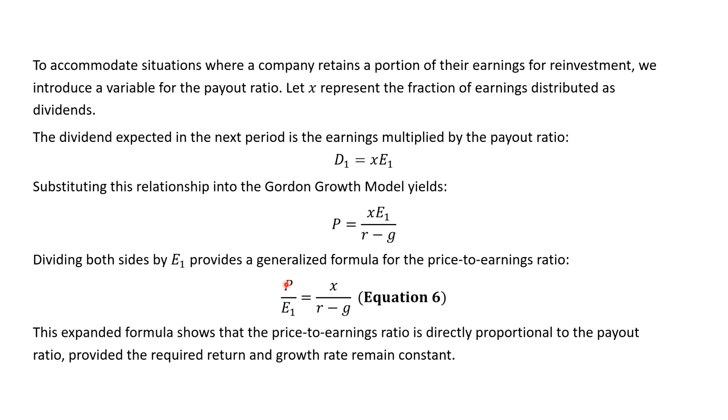And we can also compute the first PE ratio at the end of the first period. And that would be just working from here, we're just dividing E sub 1 into P, and we get X divided by R minus G. And we'll call that equation number 6. Okay, so this is probably more practical because companies typically do reinvest some of their earnings. And so we can just put in a percentage here, and that gives us probably a more useful formula than the one we had just before.